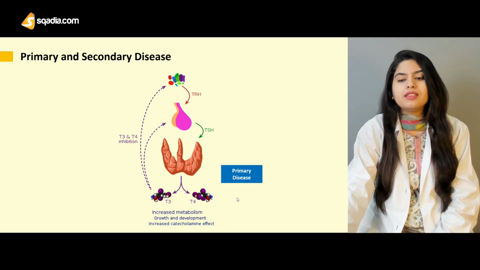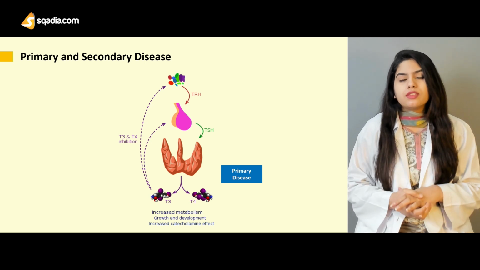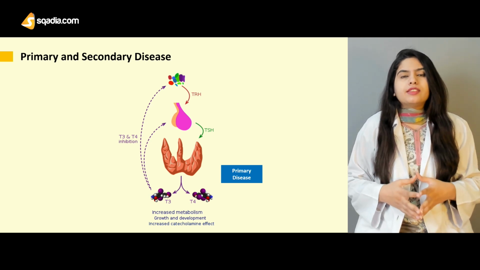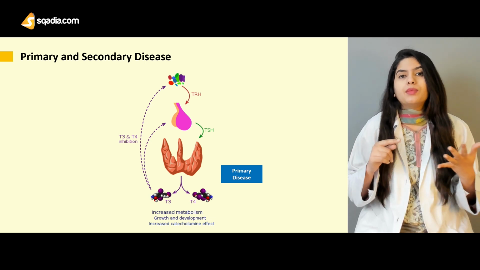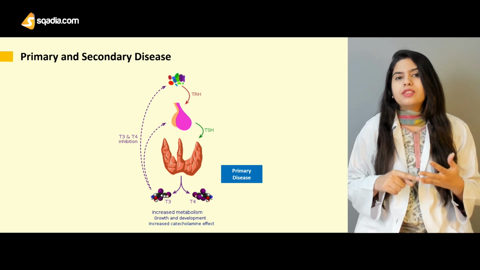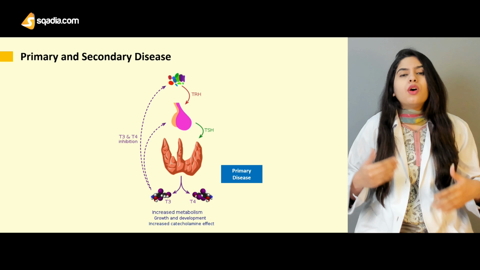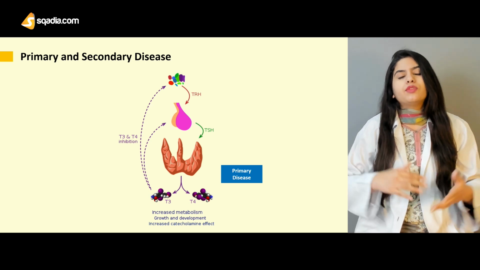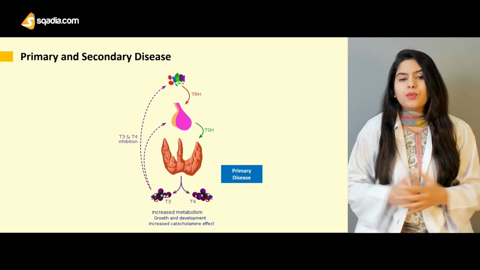Basically, primary disease is when the defect is here in the thyroid gland. That means primary disease is when some intrinsic causes are causing the disease, like some autoimmune reaction or autoimmune disease, some viral or bacterial infection, or some congenital developmental defect, genetic defects, or iodine deficiency. All of these things come under the heading of primary disease. Also the drugs that cause thyroid hormone disease.